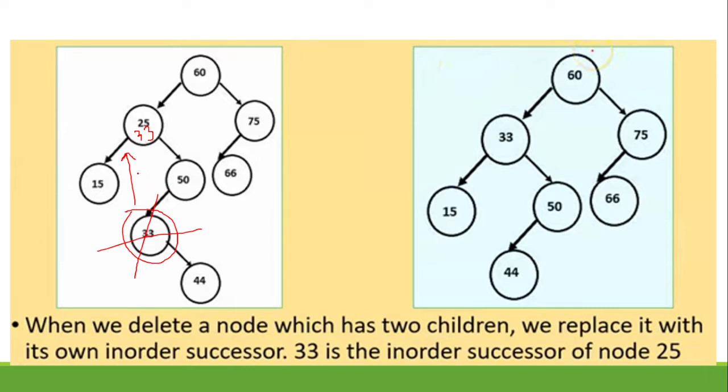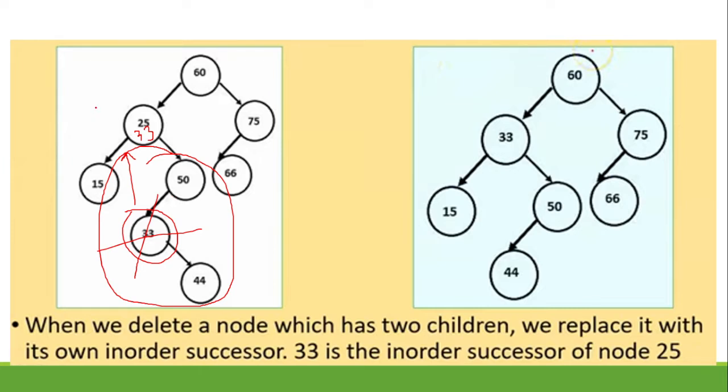Then, to find the in-order successor, there is an easy method. That is, consider its right subtree. This is the right subtree of root 25. Look which is the least value. Here the least value is 33. That is the in-order successor of node 25. How to find in-order successor easily? Without doing that entire in-order traversal, just look at the right subtree. Find which is the least value. That is the in-order successor.